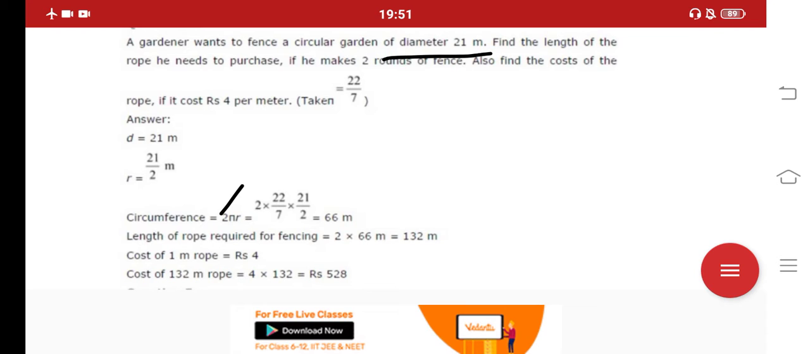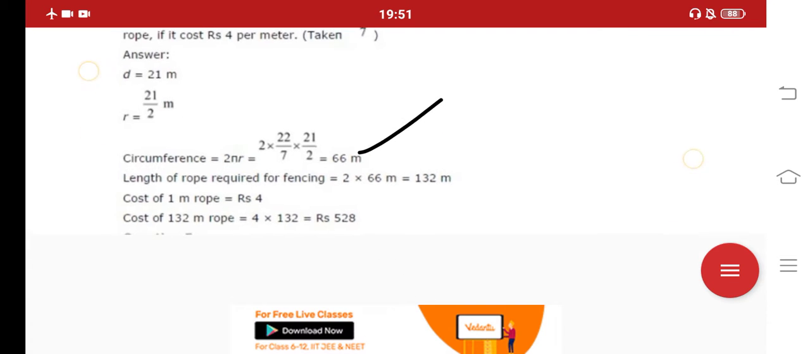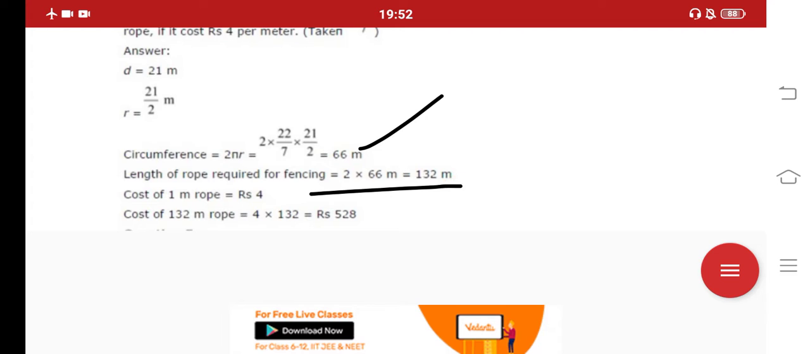If diameter is given, we can easily take out the radius. So 2 pi and r, where r means diameter divided by 2. So what is the circumference of that garden? That is 66 meter. But how many rounds does he need to take? He needs to take 2 rounds for fencing. So for the first round, the fencing is 66 meter. For the second round, that is 66 into 2, so 132 meter.